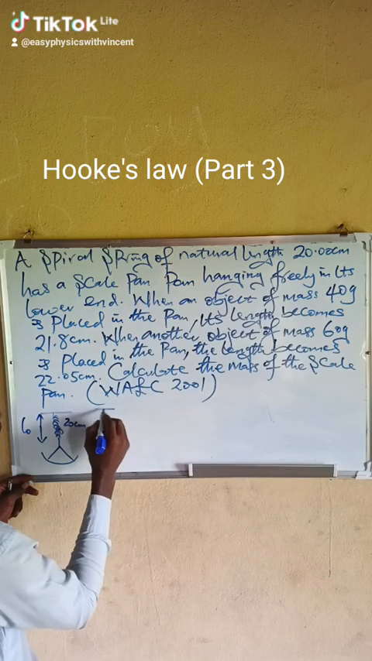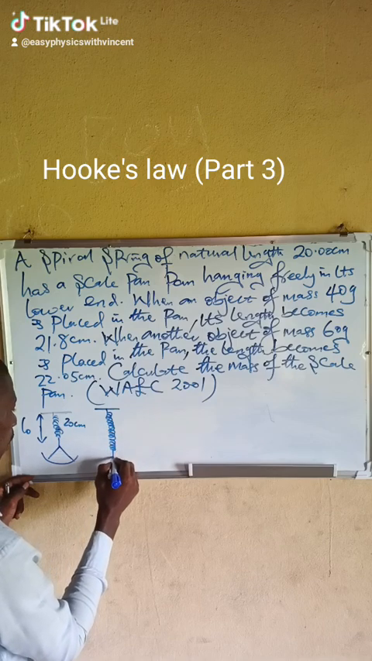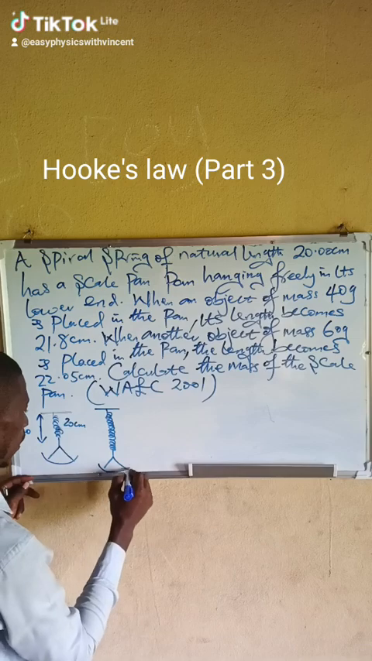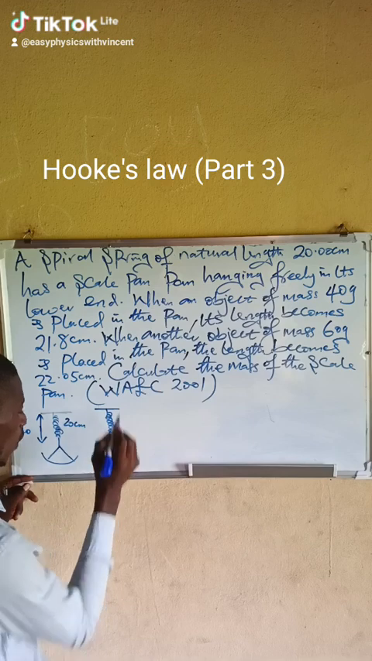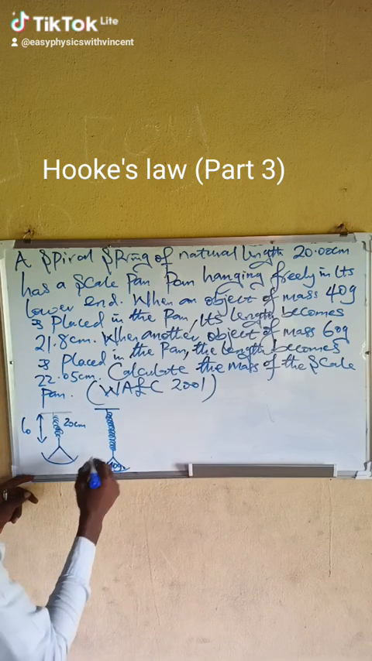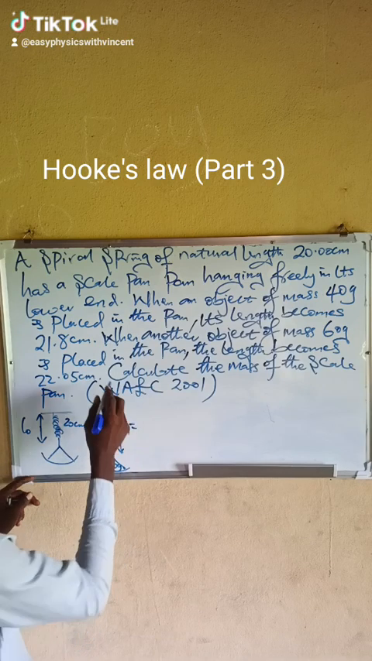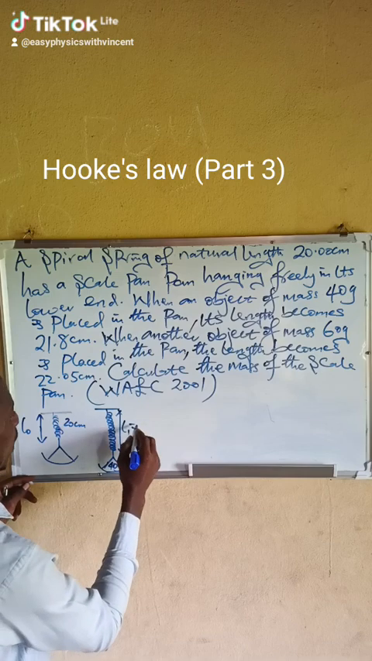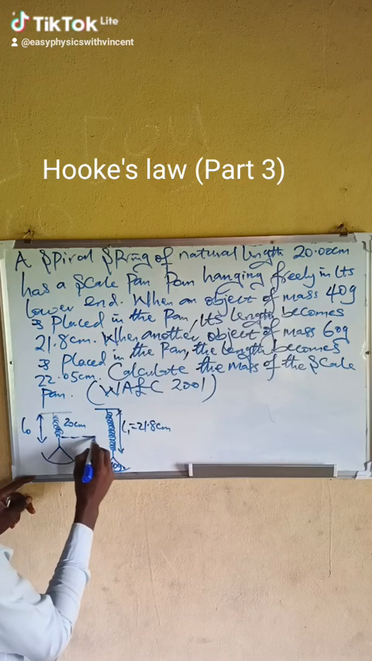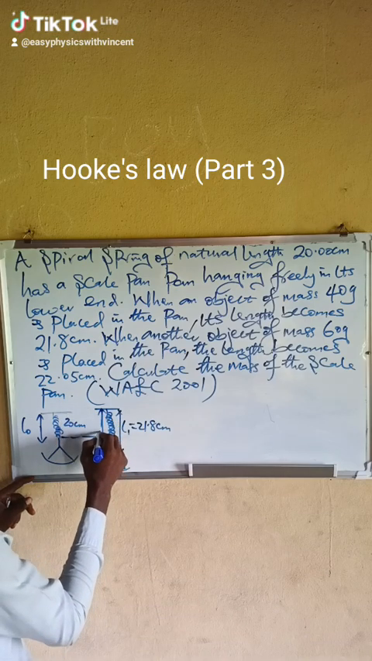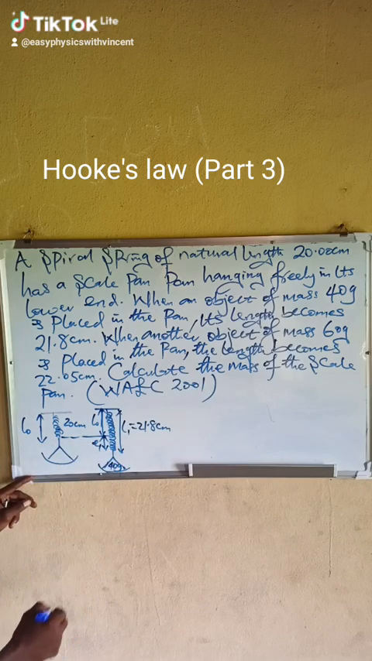Let's see. We put an object of mass 40 gram inside there. So the length becomes, this place is L1, which is 21.8 cm. And from here to here is our L naught. From here to here is our E1.